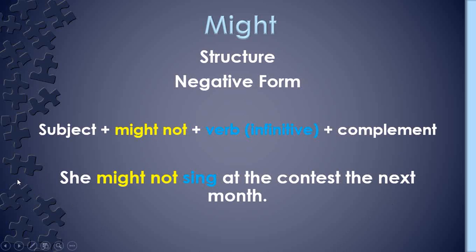For the negative form, we have the subject, the modal verb might, and the negative particle not, then the main verb in infinitive form, and the complement. The only difference between the affirmative and the negative form is the negative particle not. She might not sing at the contest the next month.